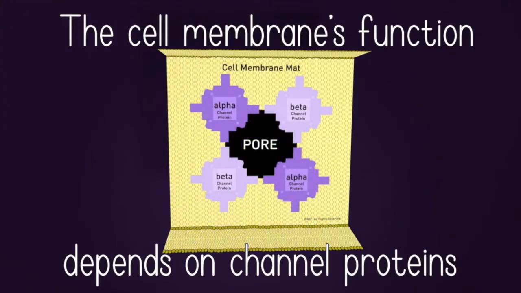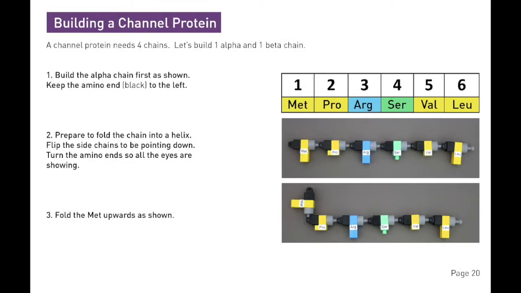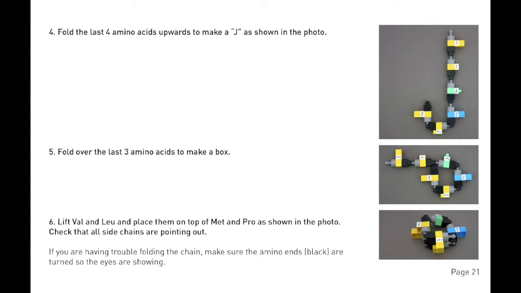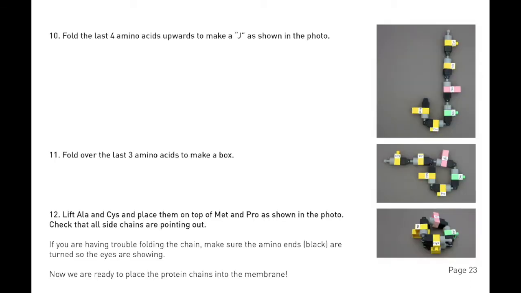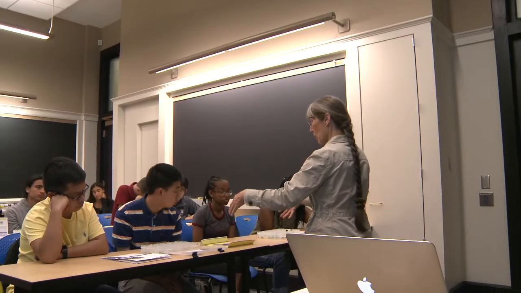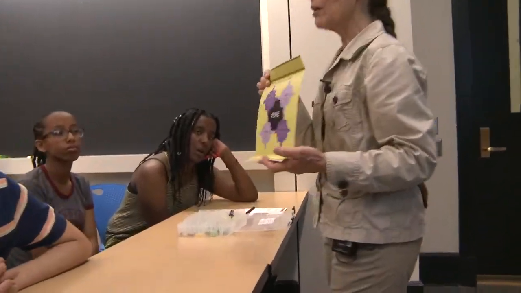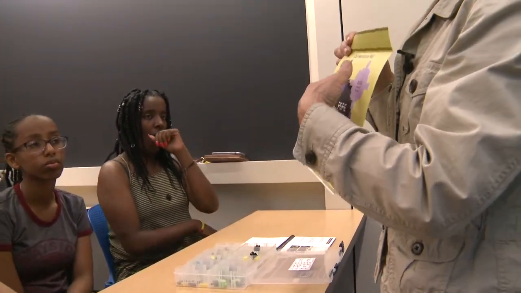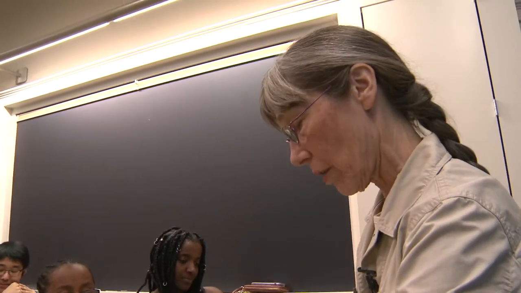The cell membrane's function depends on channel proteins. The alpha chain is on page 20 and 21. So you and your partner, one will build the alpha chain and one will build the beta chain, okay? And then if you look at your table, you actually have 4 little chains that can come together. And you can see on this that there's 2 alpha chains and 2 beta chains. So you're going to insert them into the cell membrane the way you think they go, okay? So that's the objective at this point.